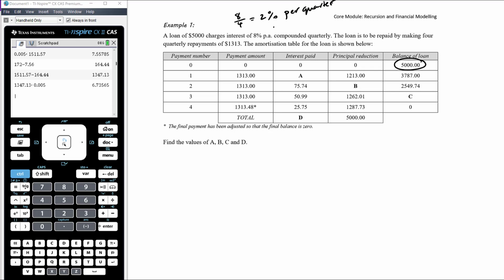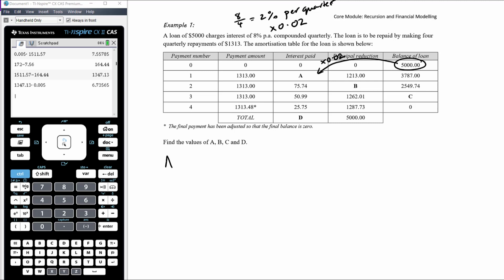So every quarter we're multiplying by 0.02. To get the interest, you take the previous balance and multiply by 0.02. When you've got a table like this with just some missing values, there are always a number of different ways that you can find the missing amounts, so we'll talk about the different ways. We're also making 4 quarterly repayments of $1,313, so they're already in the table, although you'll see there's an adjusted payment here. It's been adjusted so that the final balance is 0, so we're paying a little bit more, just so we get down to 0 at the end and we don't owe any money.